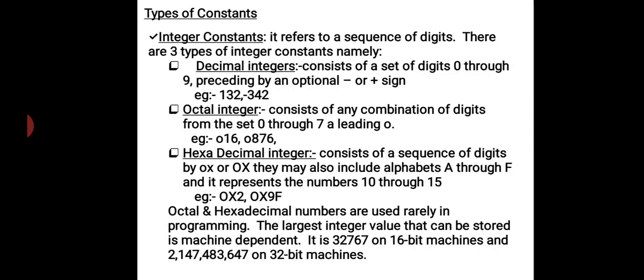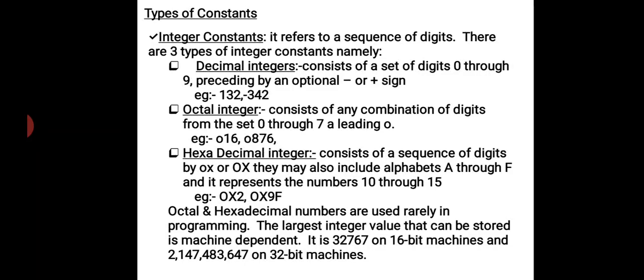First one is integer constant. Integer in the sense round figures. It refers to a sequence of digits. There are three types of integer constants, namely, first one is decimal integer, second one is octal integer, third one is hexadecimal integer. First one is decimal integer. Decimal in the sense 10.